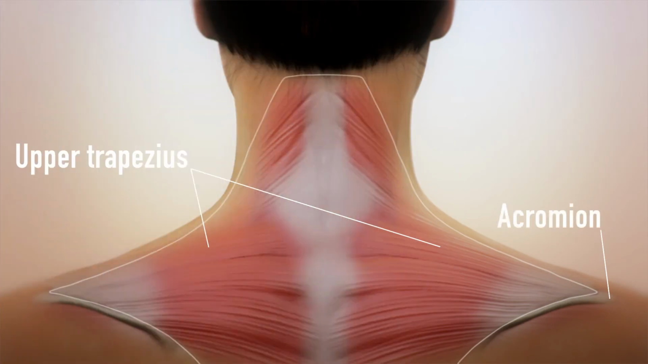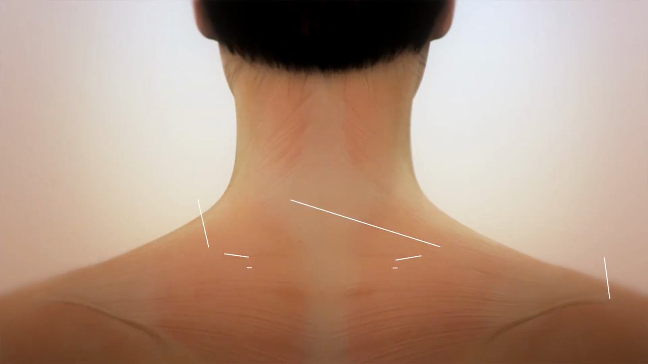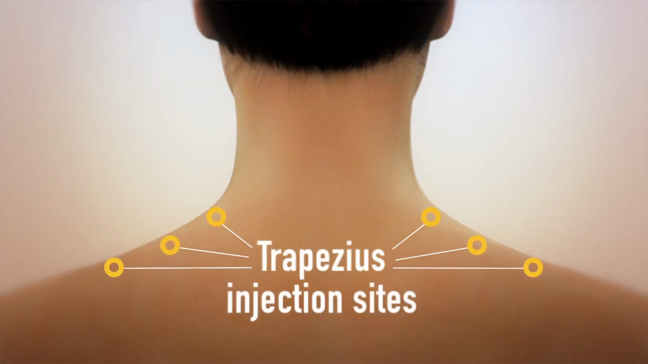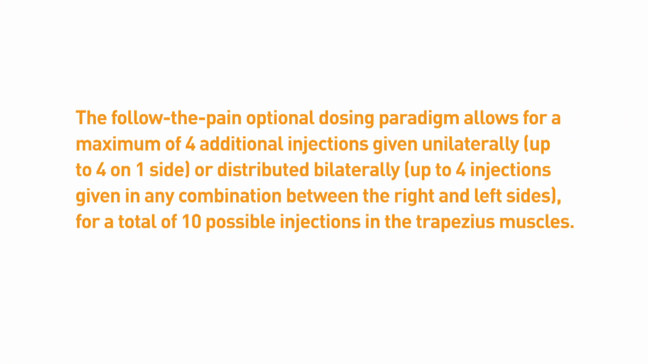The fixed dose protocol stipulates that 3 injections be administered to the right trapezius and 3 injections to the left trapezius for a total of 6 injections. The follow-the-pain optional dosing paradigm allows for a maximum of 4 additional injections given unilaterally, up to 4 on one side, or distributed bilaterally, up to 4 injections given in any combination between the right and left sides, for a total of 10 possible injections in the trapezius muscles.